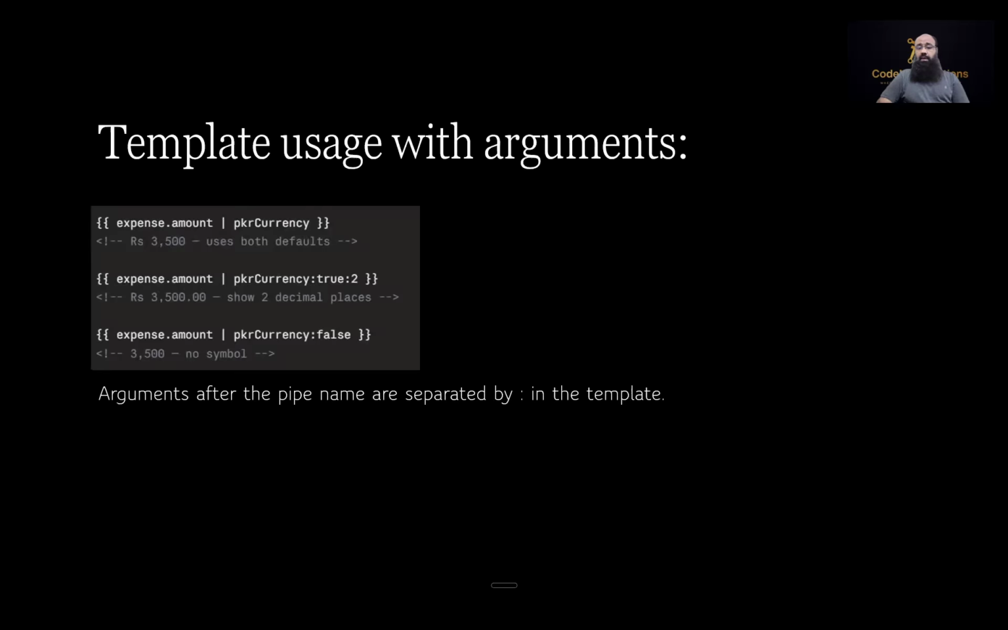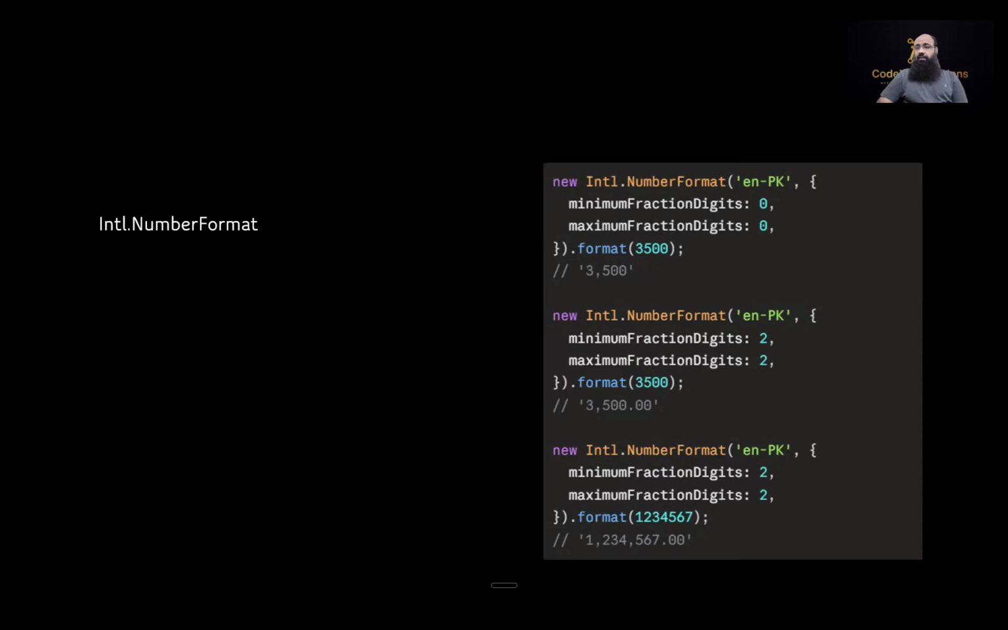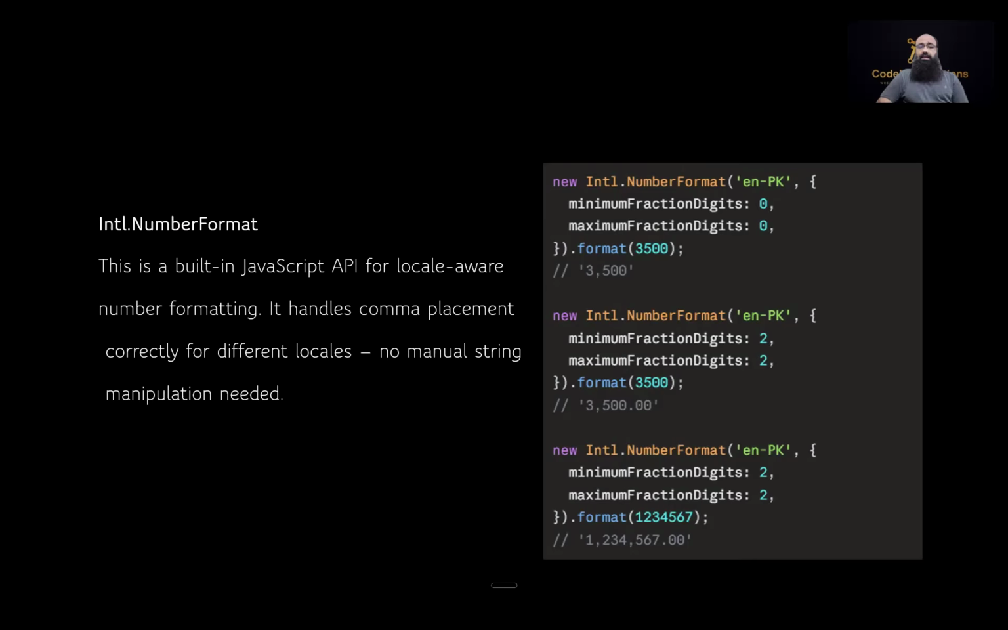As I just mentioned, the arguments after the pipe name are separated by colons. Now comes another function used over here, that is Intl.NumberFormat. Basically, this is a built-in JavaScript API for locale-aware number formatting. What does it do? It handles comma placement correctly for different locales, because in other formats or locales, a different symbol might be used. So we do not need to do any manual changes. This is the reason Intl number formatting is being used.